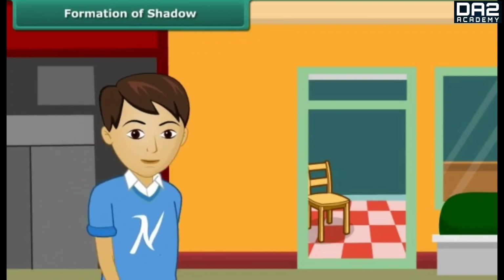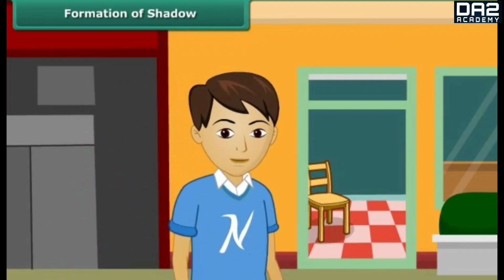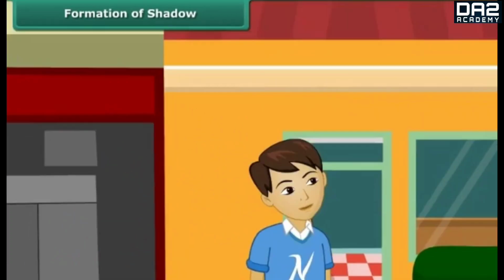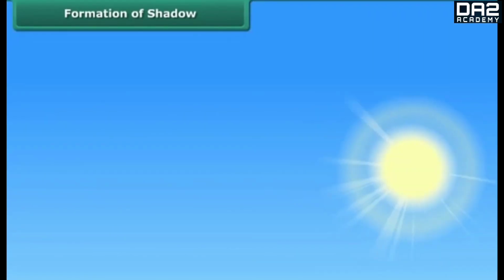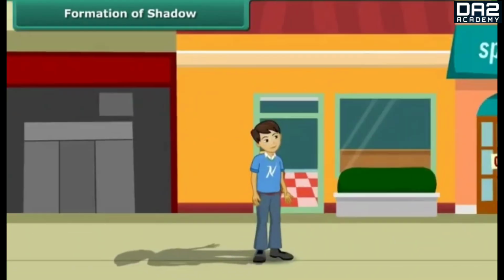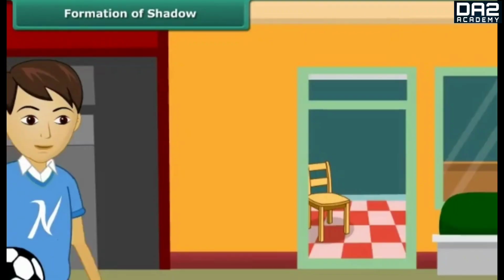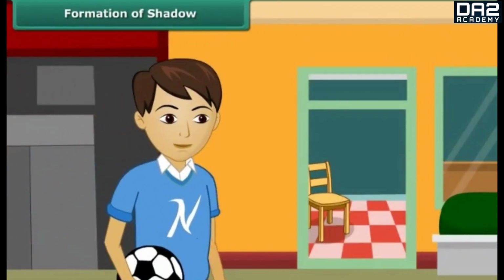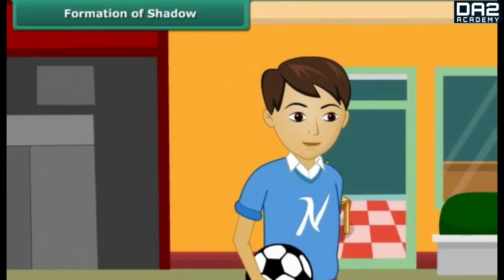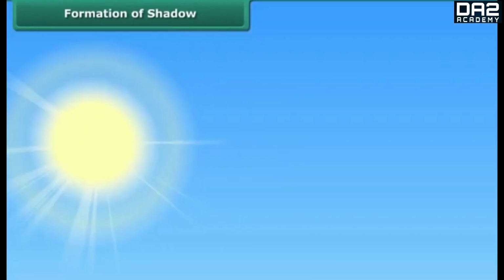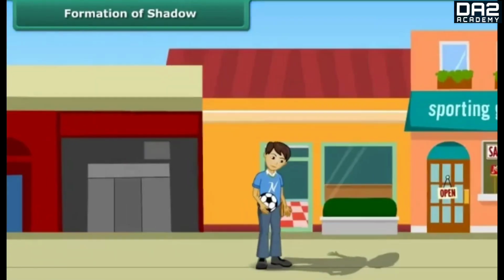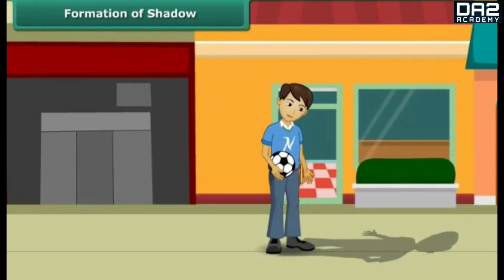On a Sunday morning, you are on your way to the market to buy some milk. The sun is shining bright on your face. You see your shadow on the ground behind you. The same day in the evening, you are out in the park playing football. The sun's rays fall on your back. You see your shadow on the ground in front of you.